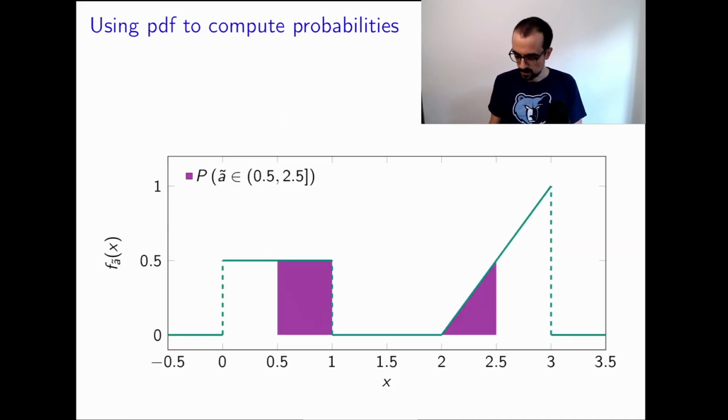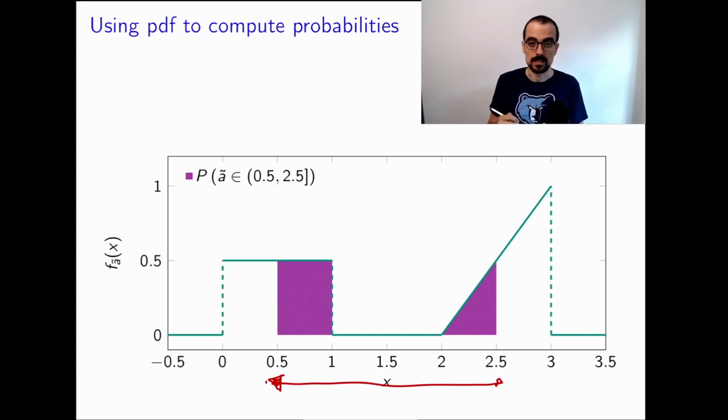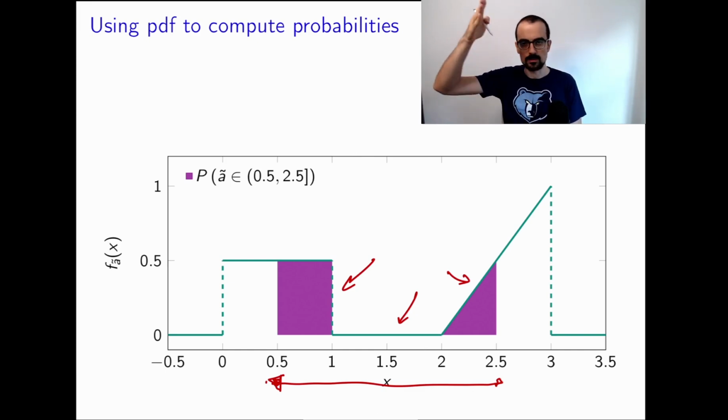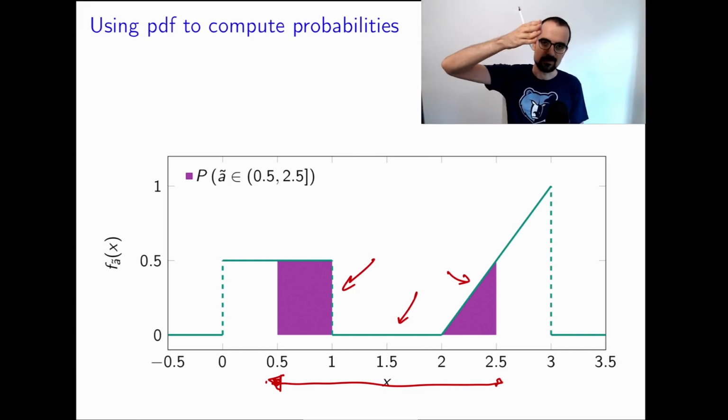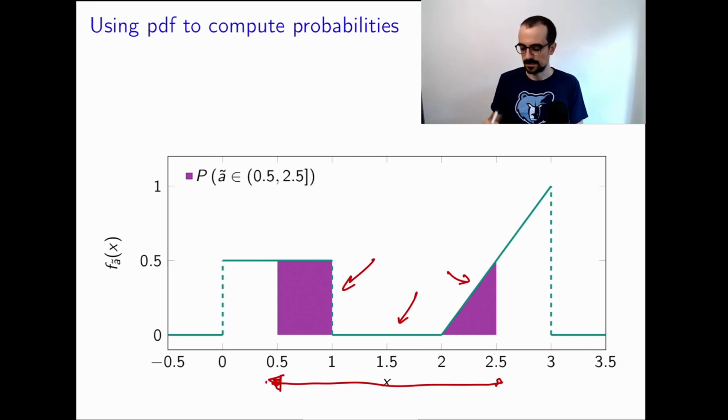Okay, so here we are. We want the probability that this random variable is between 0.5 and 2.5. The probability is the area under the curve of the PDF that lies between 0.5 and 2.5. Here, remember that the density is 0, so there's no probability there. So we just have to add this piece and this piece, and that gives us the probability. Again, in my opinion, this is much quicker to visualize than what we're doing with the CDF, where you have to subtract the probability up until a certain point minus the probability up until another point. A bit less intuitive.